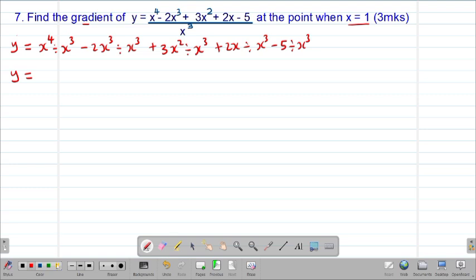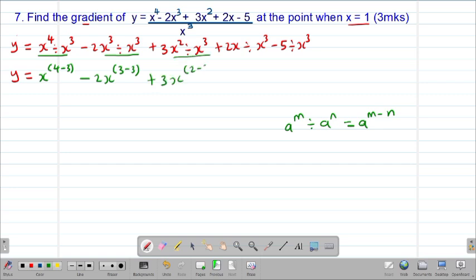So this will be y equals, we need to apply the laws of indices. We know that a power m divided by a power n is the same as a power m minus n. Clearly, because the bases are the same, which is x, we subtract the powers. So this will be x to the power of 4 minus 3, then minus 2x to the power of 3 minus 3, then plus 3x to the power of 2 minus 3, then plus 2x, which was the power of 1, so x to the power of 1 minus 3, then minus 5 divided by x to the power of 3.